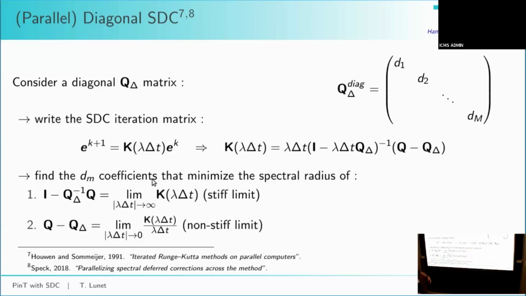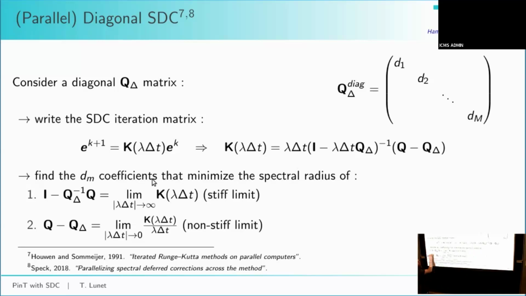So we want to optimize coefficients, but the idea behind this was to say I don't want the optimization to be problem dependent. So I want to remove this lambda delta t dependency. How can I do that? Two ways. I push it to infinity. That was the idea of Robert Speck here. And then I get this stiff limit, which is basically this term. If you just write that down, the limit of this when lambda delta t goes to infinity is basically that.